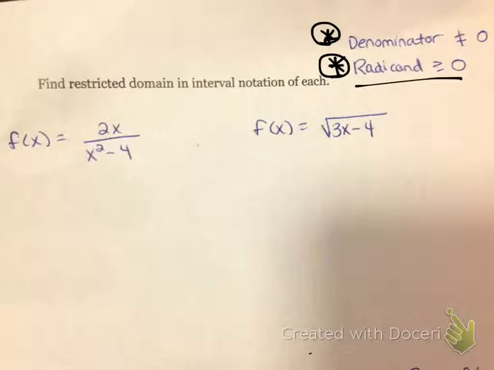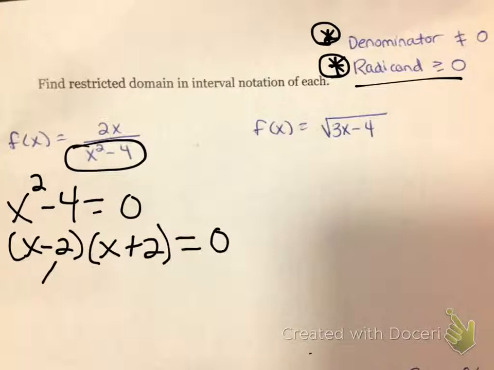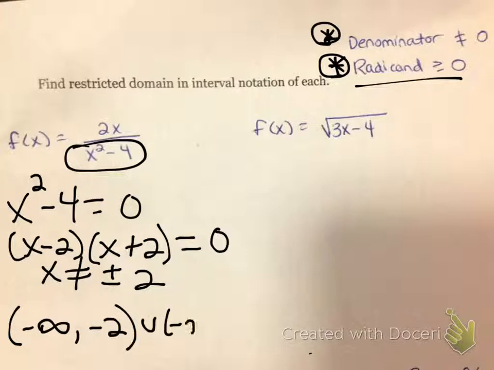So my first problem, I have a denominator that cannot equal 0, so I'm going to actually set it equal to 0 and solve. I can factor, or you can just add the 4. I'm going to factor x minus 2, x plus 2 equals 0. So x cannot be plus or minus 2. Now interval notation would say I'm going to go from negative infinity to negative 2, or negative 2 to 2, or 2 to infinity. There's my interval notation for x cannot be plus or minus 2.